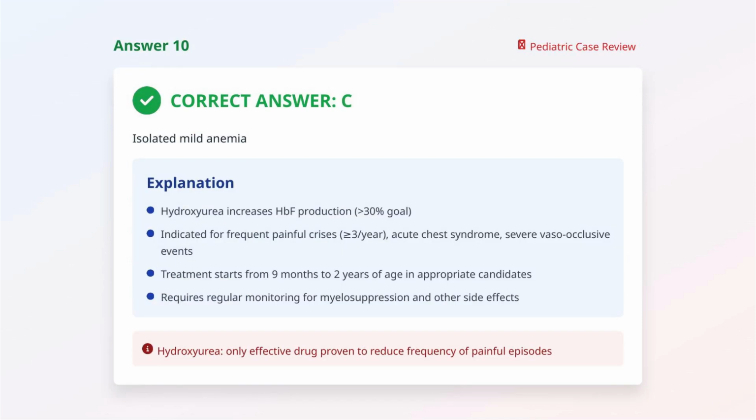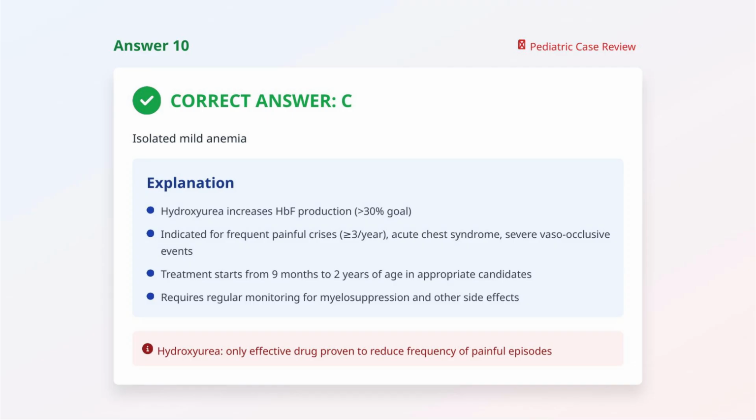The correct answer is C. Isolated mild anemia is not an indication for hydroxyurea therapy in sickle cell disease. Hydroxyurea increases hemoglobin F production with a goal of greater than 30%. It is indicated for frequent painful crises, 3 or more per year, history of acute chest syndrome, and severe vaso-occlusive events including recurrent priapism. Treatment can start from 9 months to 2 years of age in appropriate candidates.